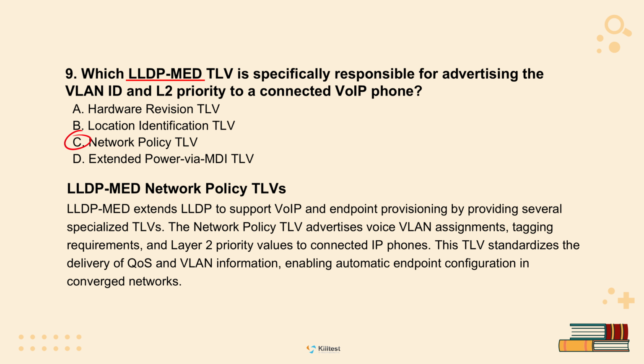So the Network Policy TLV is like an instruction sheet that the switch hands to the phone. Precisely. It allows the switch to advertise the rules. It says, hey, your voice traffic goes on VLAN 500, and you need to mark it with Layer 2 Priority 5. This enables zero-touch provisioning for phones, making sure they get the right QoS settings instantly. Which is vital when you're deploying hundreds of them. Or thousands, yeah. It eliminates so much manual work.